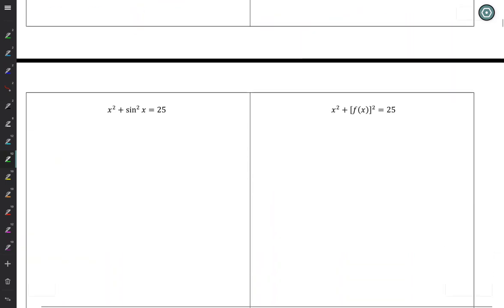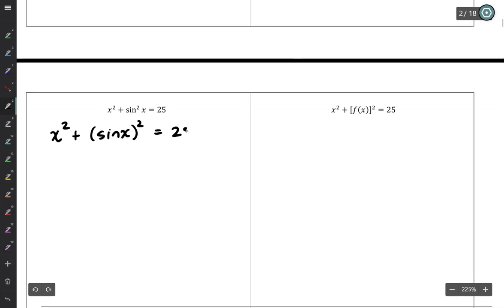The derivative of both sides here. Now remember, when we put a little number right there that's not a minus 1, when it's a minus 1, that's notation for inverse sine. But all other numbers, that is a shorthand for an exponent. This is x squared plus sine x times itself equals 25. I'm going to take the derivative of both sides.